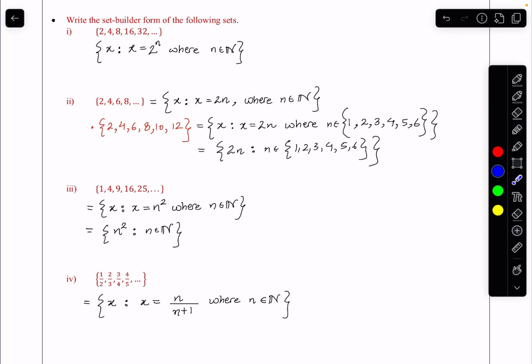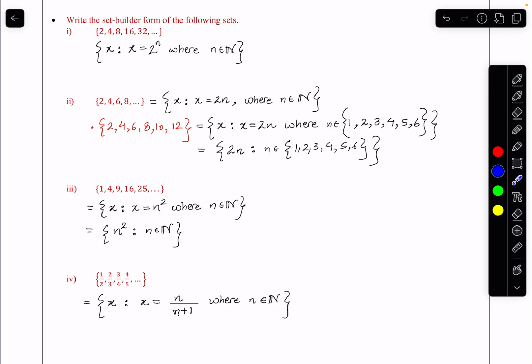So all we are doing when we are writing the set builder form is just trying to identify the defining property every element displays, and then we are simply writing the property. In the first example, it was powers of 2. In the second example, it was multiples of 2. In the third example, it was square of natural numbers. In the fourth example, we observed the property was whenever there is some number in the numerator, the denominator has one larger number.